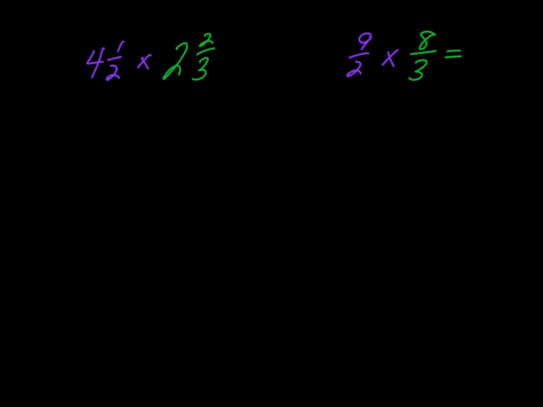All right, now we're going to work through a mixed number times a mixed number. It's the same thing that we did before. We have to take this 4 and go times the 2 and the 4 times the 2/3. But here's the difference. We also have to do that with our fraction. So 1/2 times 2 and 1/2 times 2/3.